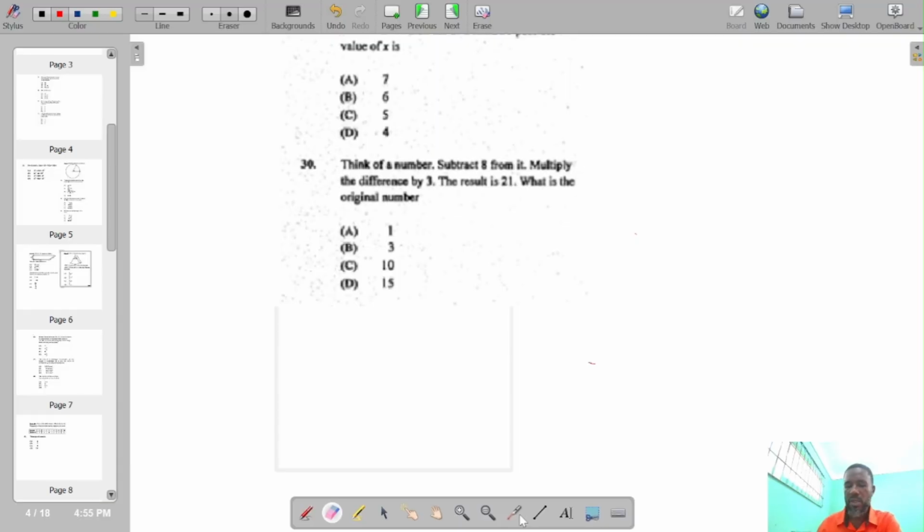We'll be continuing with some multiple choice questions. So this question says, think of a number, subtract 8 from it, multiply the difference by 3, the result is 21. What is the original number?